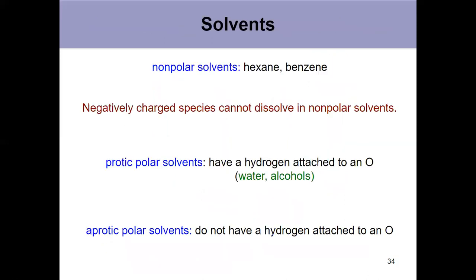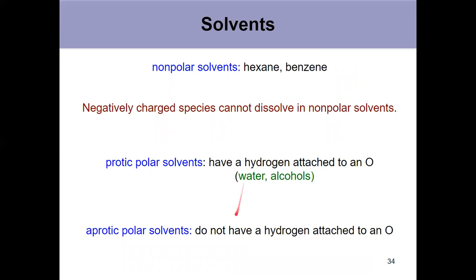Okay. So think about some solvents here. Non-polar solvents, which we're not talking about right now, are something like hexanes or benzene. But those don't work as solvents for your SN2 reactions because they can't dissolve things that are negatively charged. So you can't have your good nucleophiles dissolved in there, and so they're kind of out of the question. You have to use a polar solvent.